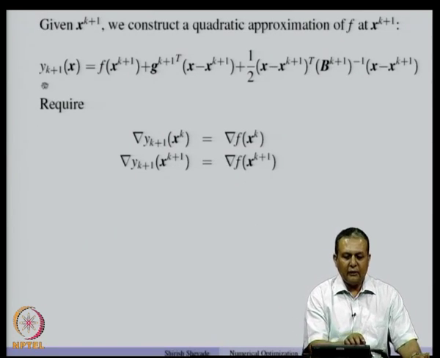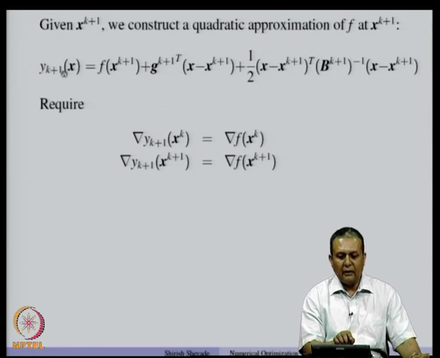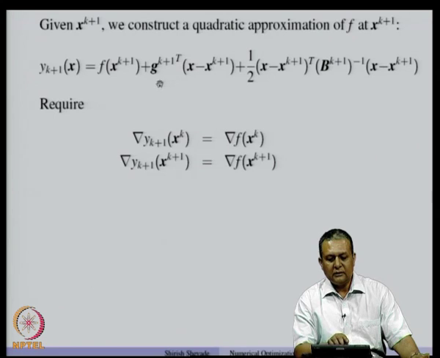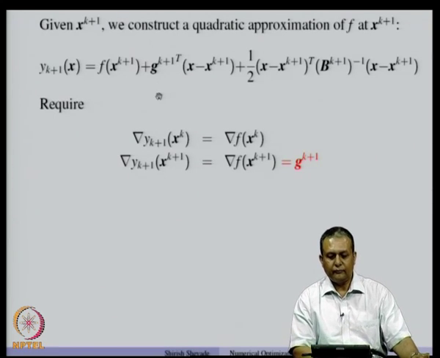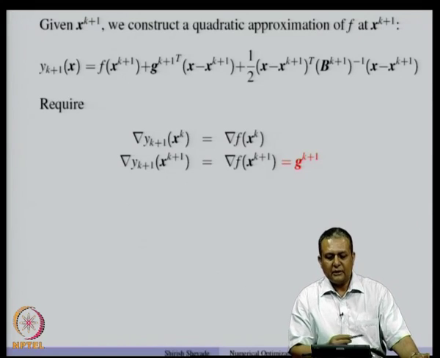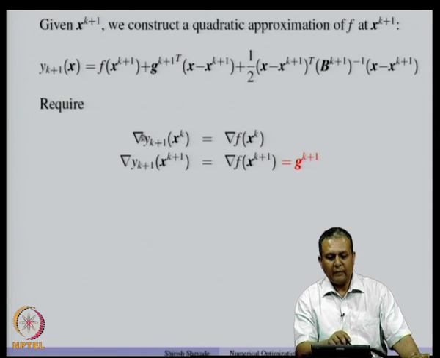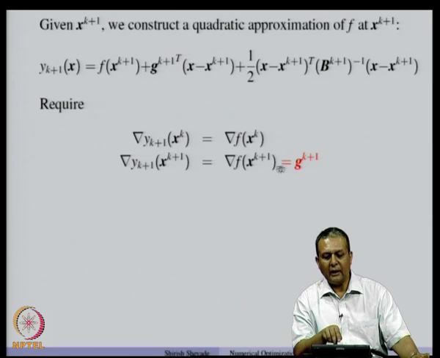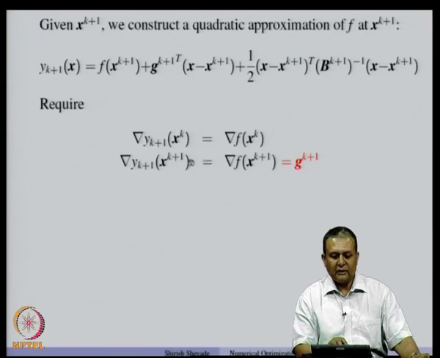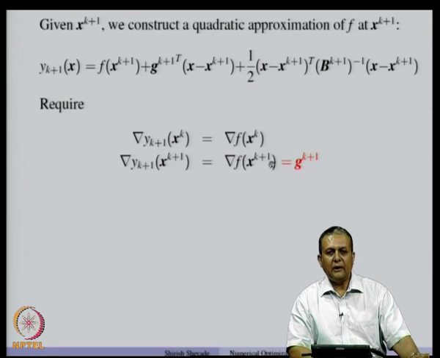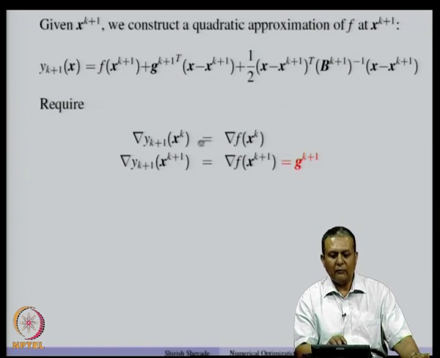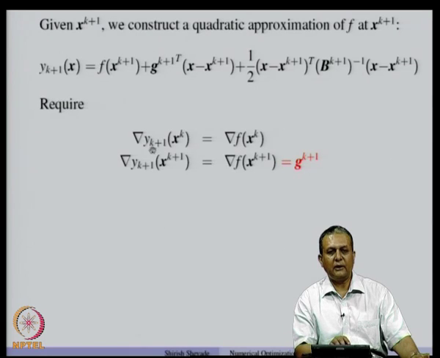Now, you will see that the gradient of yk plus 1 evaluated at xk plus 1 is gk plus 1, and which is same as the gradient of f at xk plus 1. So, this equation is always satisfied. Now, what about the first equation? We want that equation also to hold, or in other words, the gradient of the function f at xk should be same as the gradient of yk plus 1 at xk.